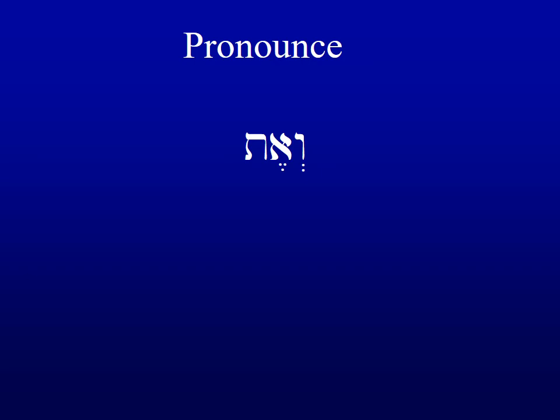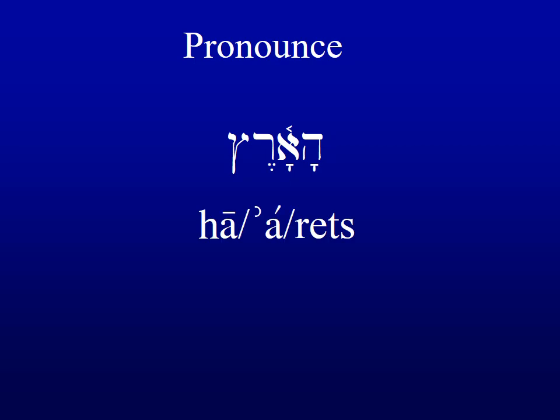This word, you have a vocal schwa there in the first syllable. V. And then et. Ve'et. Here, you notice the stress is in the next to the last syllable. So ha'aretz. Ha'aretz.